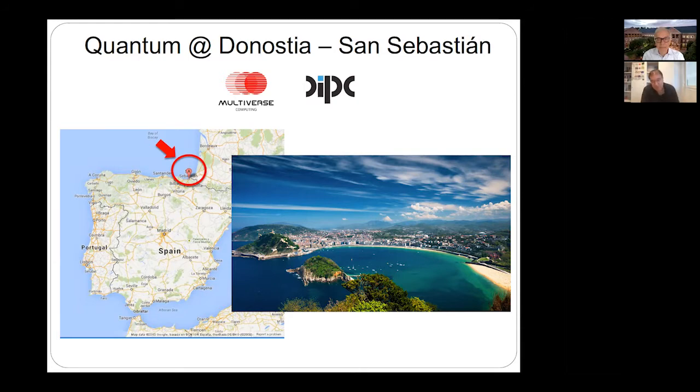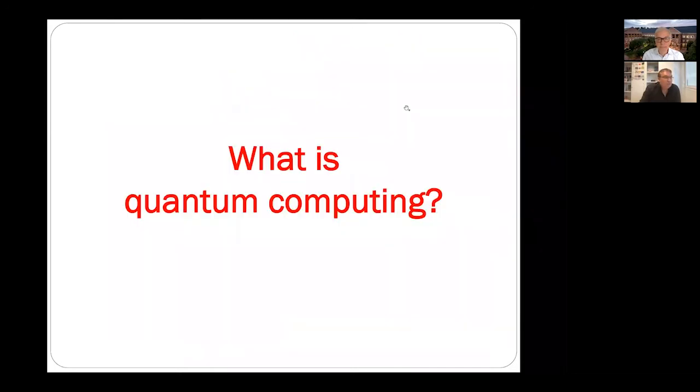But it turns out that we're also doing quite some interesting quantum science here. There are several research centers, in particular the DIPC, which is a theoretical physics center where we have lots of people doing quantum technologies, and also Multiverse Computing, which is a startup that we just started, which is on quantum technologies and quantum algorithms for finance. So it's not a bad place for coming for a visit. Feel free to come.